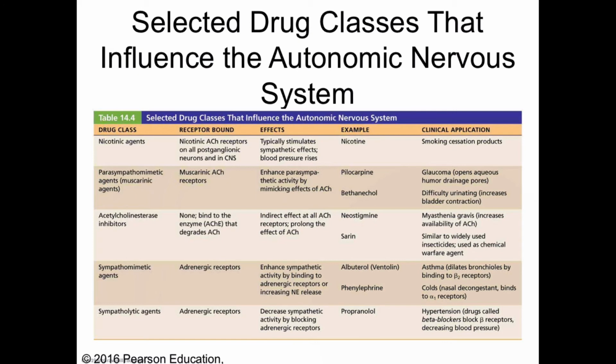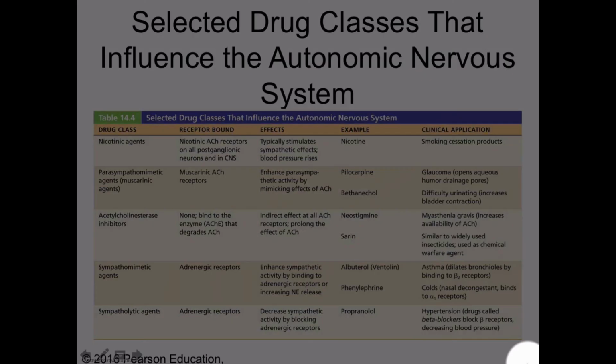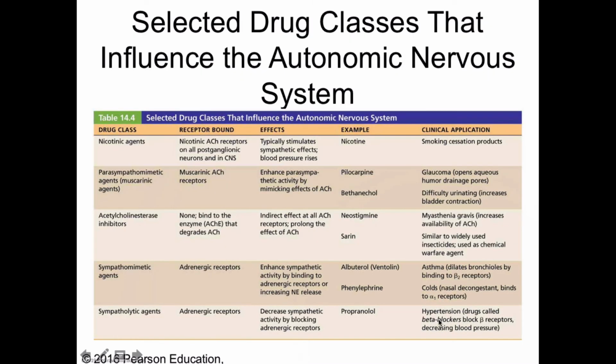And even, class, the propranolol. So it's used, class, as an antihypertensive drug, meaning beta blockers block the beta receptors, class, decreasing blood pressure. I'll get to this, class, here shortly.